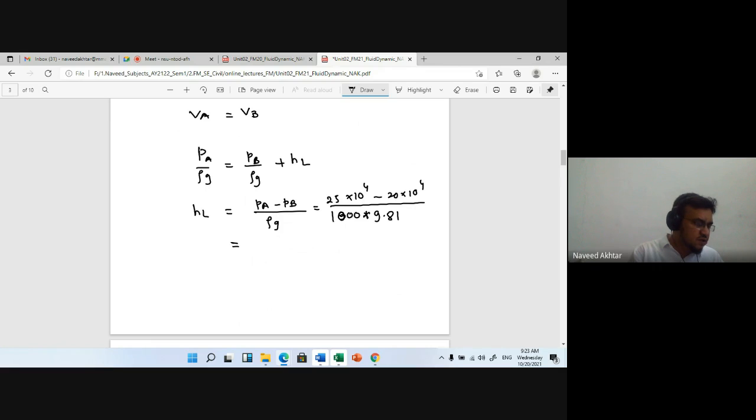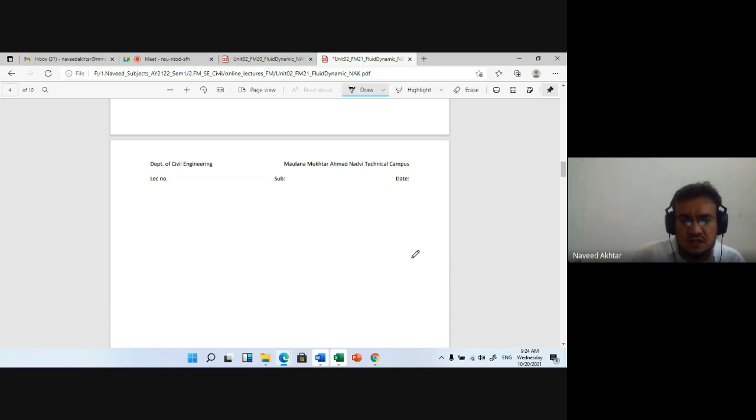You solve this. So 5 into 10 raised to 4, the difference between the pressure is, divided by 9810. 9.81 into 1000 is 9810, you can get 5.096 meters. The loss will be 5.09 meters. This you have to find out. This one is the example number 1. Let's solve example number 2.